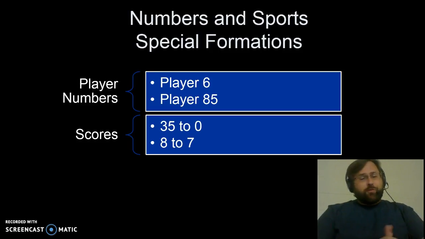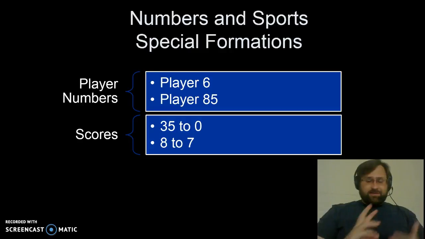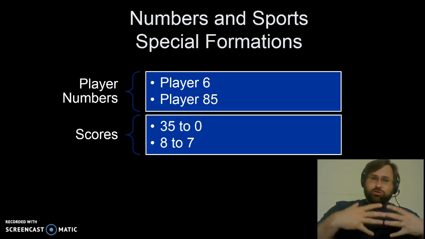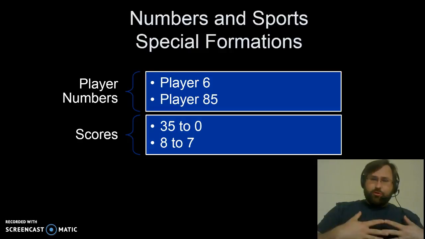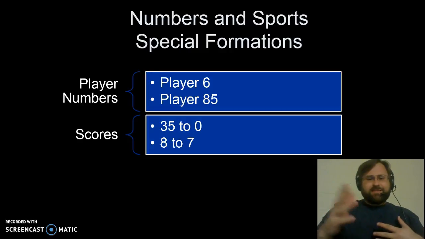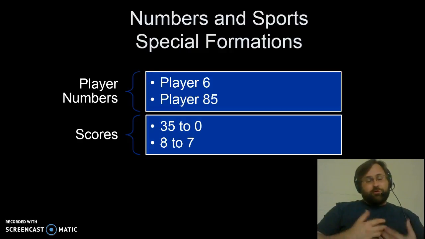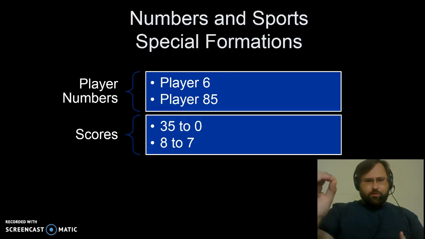There are also special formations that we see of numbers. One example is in sports. You can use numbers to label things, so you can label jersey number, player 6 or player 85. You can label scores, where you show your own score by signing the number close to you, and the score of an opposing team by signing the number farther away. So if your team is winning 35-0, then it would be 35-0. Or if your team is losing 8-7, then it would be 8-7.